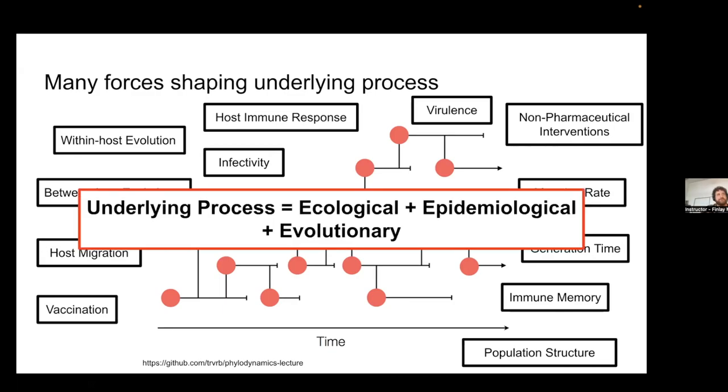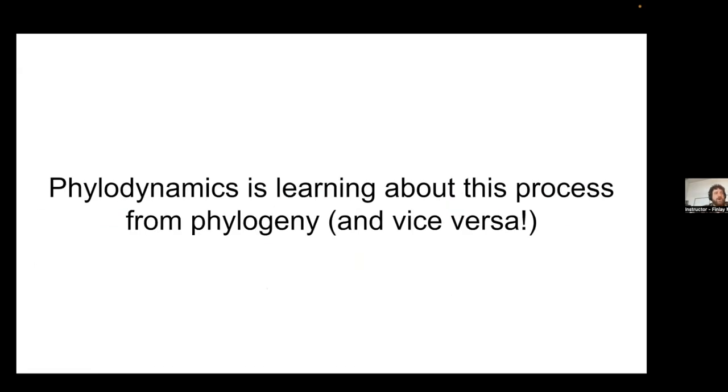So the underlying process is a combination of ecological factors, epidemiological factors, and evolutionary factors, both in the host and the pathogen, though we're mostly going to be focusing on the pathogen today. So phylodynamics is the process of learning about this process from the shape of the phylogeny. We've got the underlying process, we're sampling from it, we're building a phylogeny from that, which gives us a blurry view back onto that original process. By looking at the shape of the phylogeny and modeling things based on that shape, we can start to unpick and unmix some of that mess of the underlying process. So phylodynamics is trying to go back from the phylogeny to work out aspects of that underlying process, and to some degree vice versa.